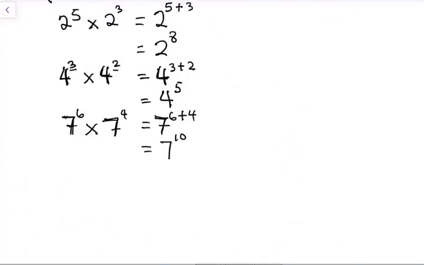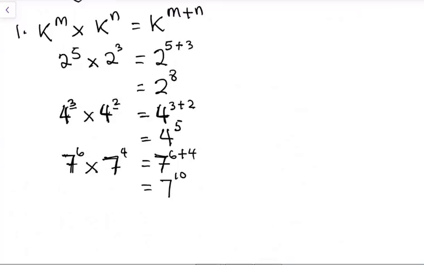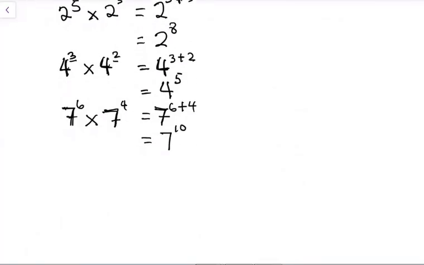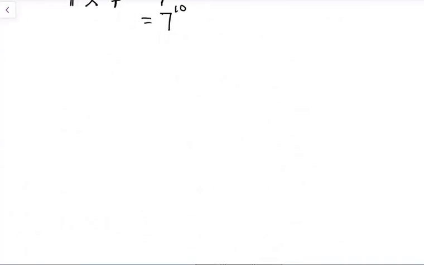In this case, you notice one thing. When we have the same base number being multiplied, what do we do to the indices? We add the indices. When we multiply, we add the indices. So please don't forget. Let's go to the second example.